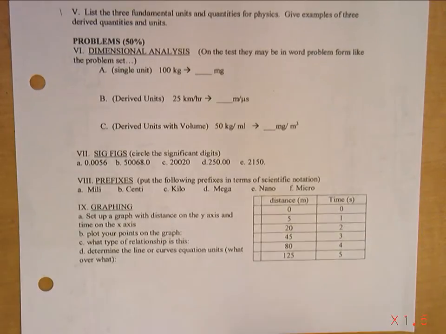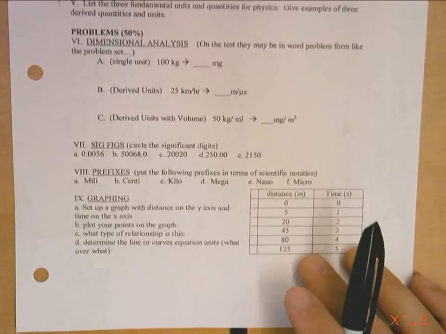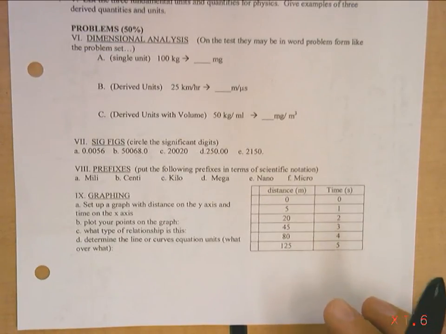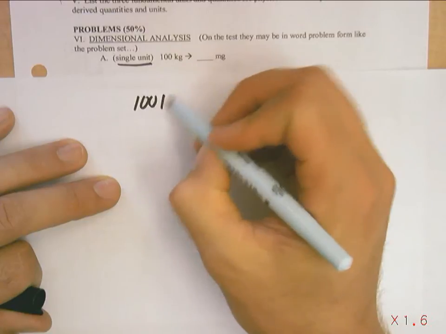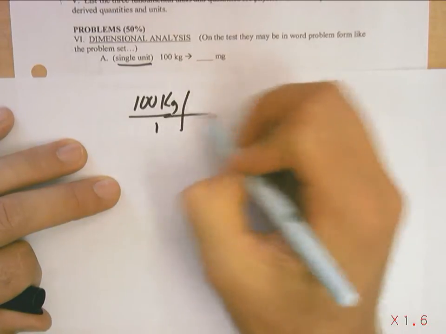Alright, so we're working on our second part of our review here. We begin with the dimensional analysis. So I'm going to go through the setup and show you how to solve for it. The single unit one is really easy. We just have 100 kilograms over 1.